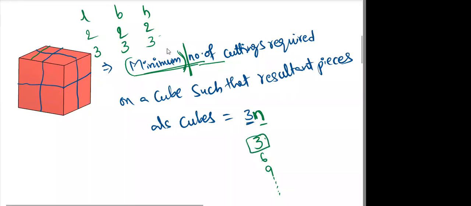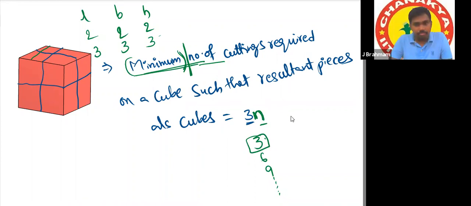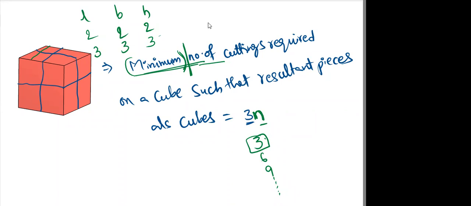So we can cut it 2 times also. Yes. But if you cut lengthwise 2 times, widthwise also 2 times, it should be heightwise also 2 times only. Then only we can form cubes. Otherwise, you will form cuboids. Okay, sir.